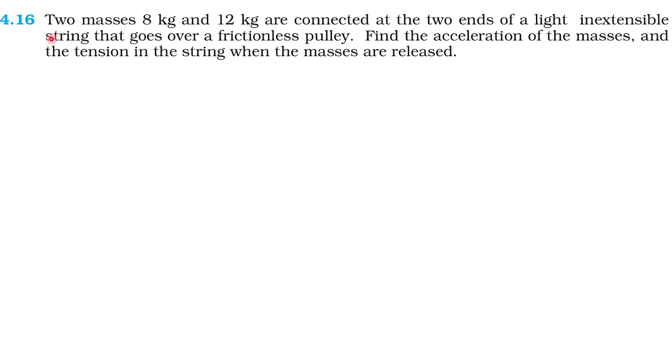So the question is, all of you please listen. Two masses 8 kg and 12 kg are connected at two ends of a light inextensible string that goes over a frictionless pulley. Find the acceleration of the masses and the tension in the string when the masses are released.